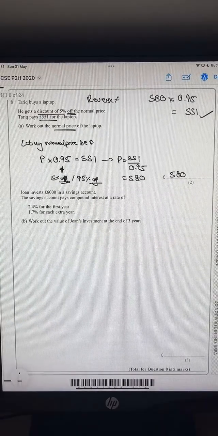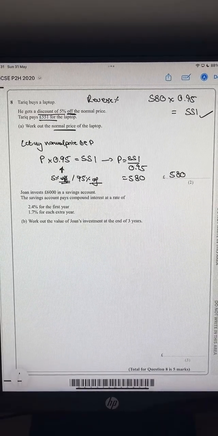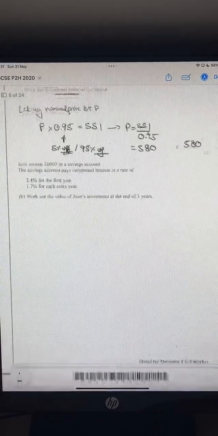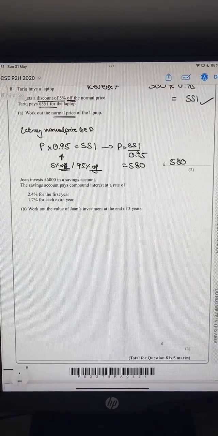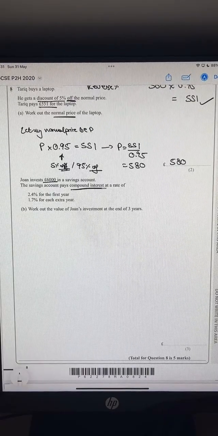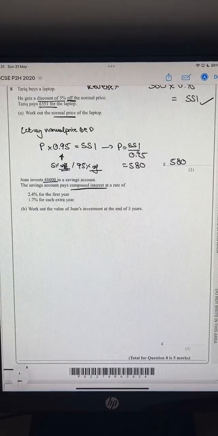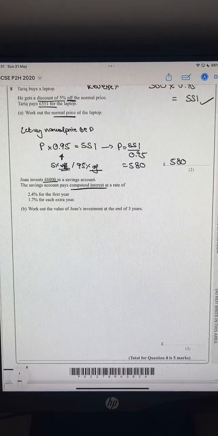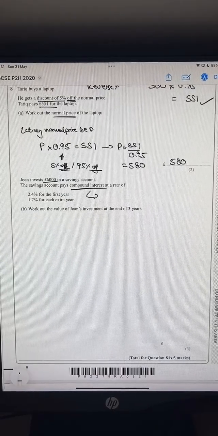Okay, now, this is a completely different question. I don't know why they lumped it all in one, probably because it's just percentages. So Joan invests £6,000 in a savings account. The savings account pays compound interest at a rate of 2.4% for the first year and 1.7% for each extra year.